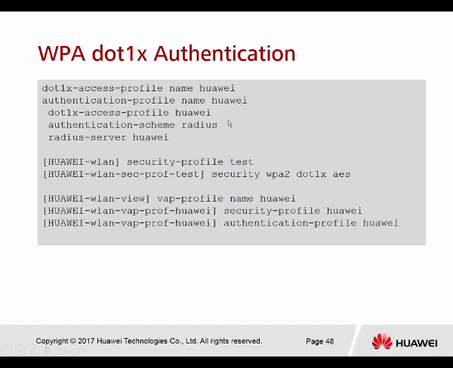Then continue. In the system view, put the command dot1x access profile. Give the name, and then the authentication profile. Again, the name. Inside there, put dot1x access profile Huawei. This is the reason why we need to configure this one. The dot1x access profile, I name it Huawei. This one we're going to bind into this authentication. And the scheme for this one is Radius. The Radius server using Huawei.